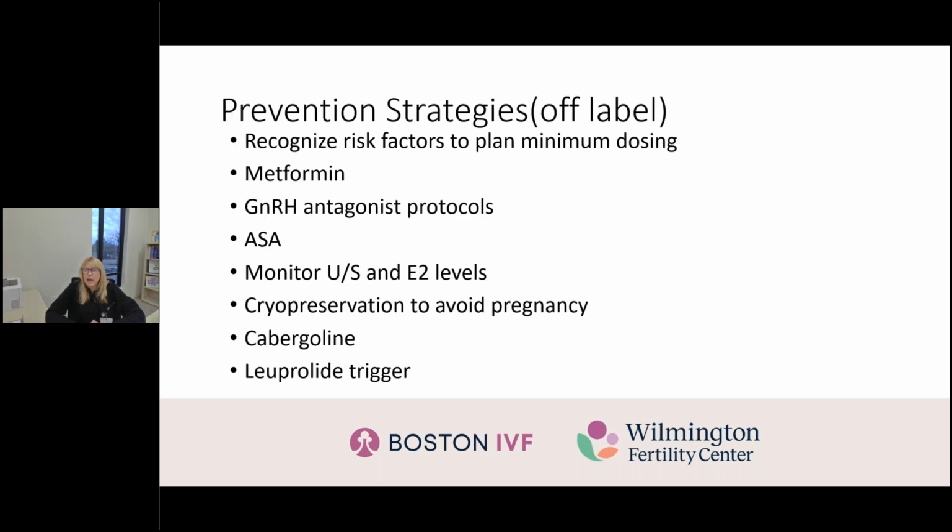There are a number of strategies to reduce the risk of ovarian hyperstimulation. One is to recognize those risk factors, have minimum dosing of medication, and so not have so many oocytes retrieved. The use of metformin in PCOS is well established to lower the risk of ovarian hyperstimulation. GnRH antagonist protocols have a lower risk than agonist protocols.